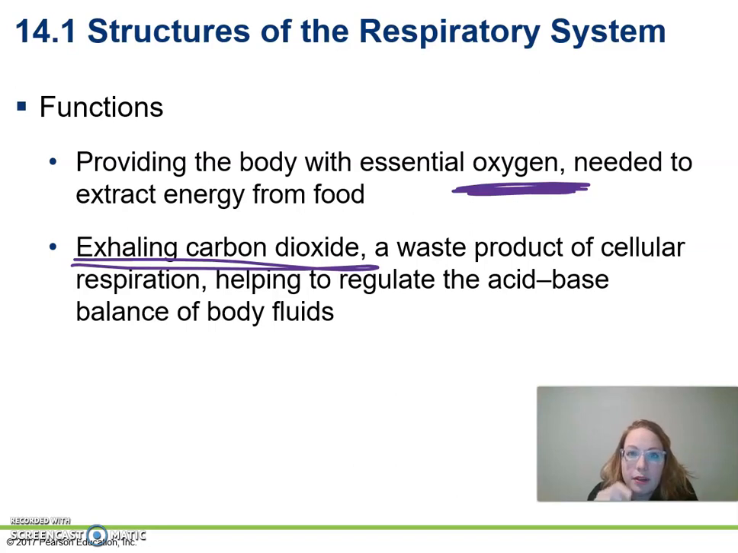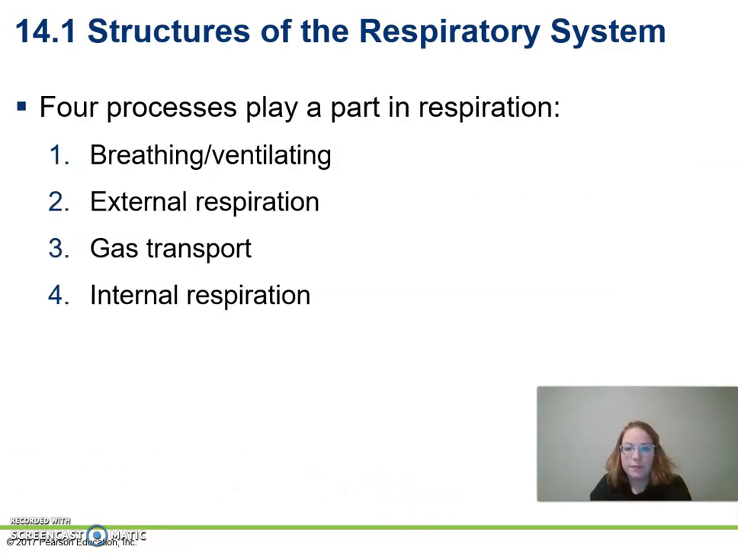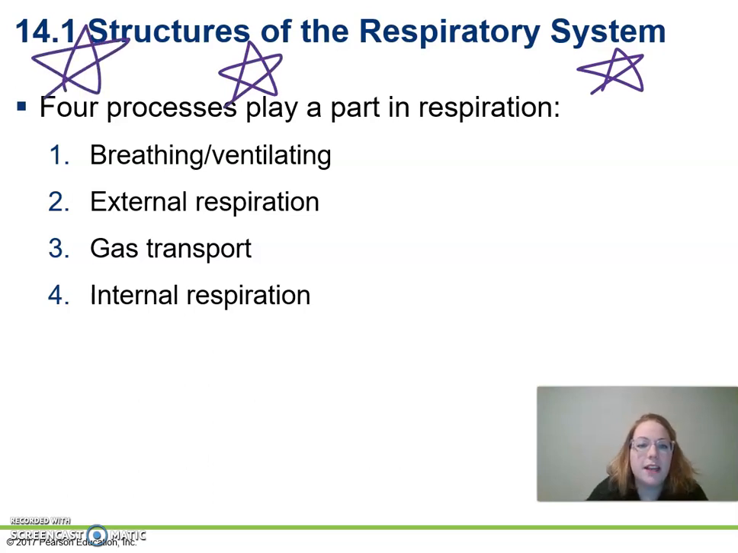Another interesting thing about carbon dioxide removal is the amount of carbon dioxide dissolved in our blood as carbonic acid helps determine our pH. So it's one of our pH buffers a little bit. So I'm going to put a star here. You can guarantee at least one test question on the processes of respiration. Okay. So the first process, breathing or ventilation, getting air in and out, moving air in and out.